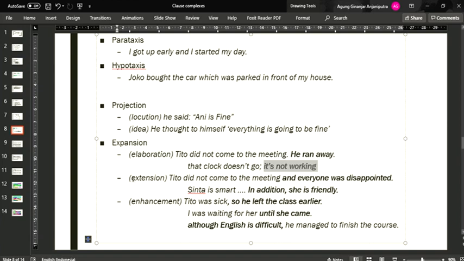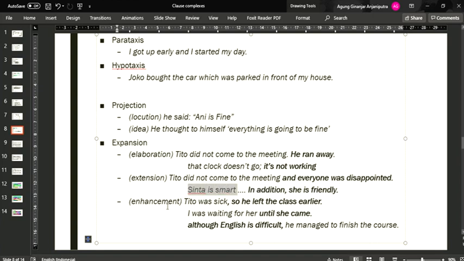And extension has something to do with giving additional information to the previous clause. For example, Tito did not come to the meeting and everyone was disappointed. So here the indicator is and, so that's extension. Here in addition, it adds this clause. It adds additional information about the previous clause.